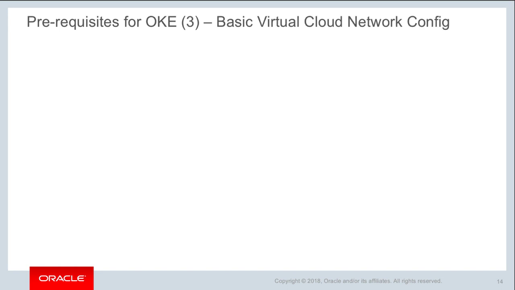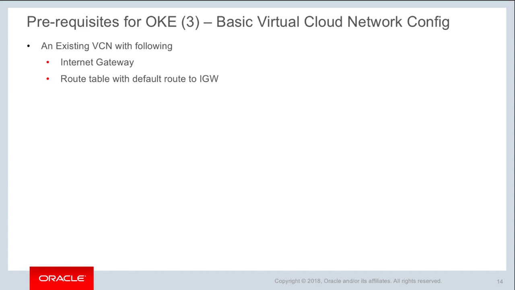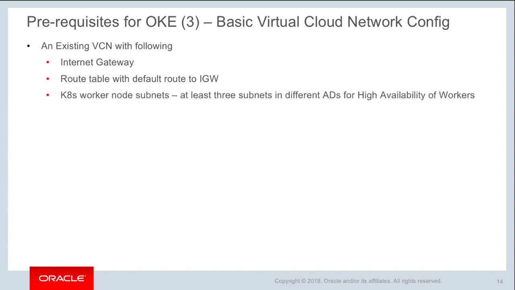So what is the basic virtual network config that is required before you create a Kubernetes cluster? You need to have an existing VCN. And in the next slide, you'll also see that there are a couple of ways that you can create a Kubernetes cluster. You can have a quick create, and if you don't want to do a quick create, you want to do a custom creation of a Kubernetes cluster. In that case, you need to have an existing virtual cloud network.